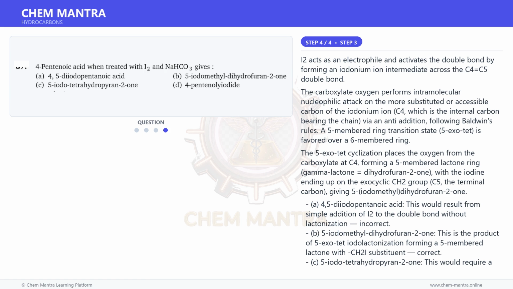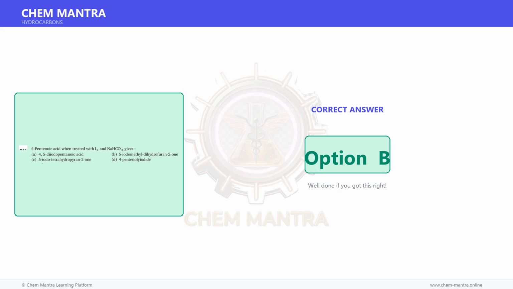C, 5-iodo tetrahydropyran-2-one. This would require a 6-membered lactone via 6-endo-tet cyclization, which is disfavored by Baldwin's rules compared to 5-exo-tet, incorrect. D, 4-pentenyl iodide. This implies simple acid iodide formation, not relevant here, incorrect. Therefore, the correct answer is option B.